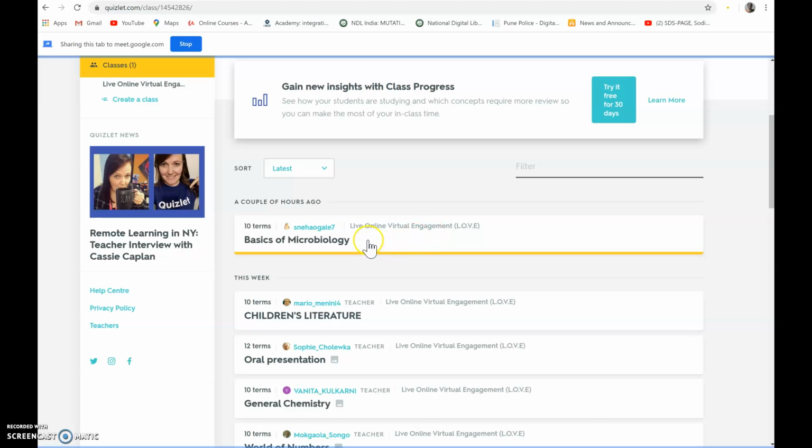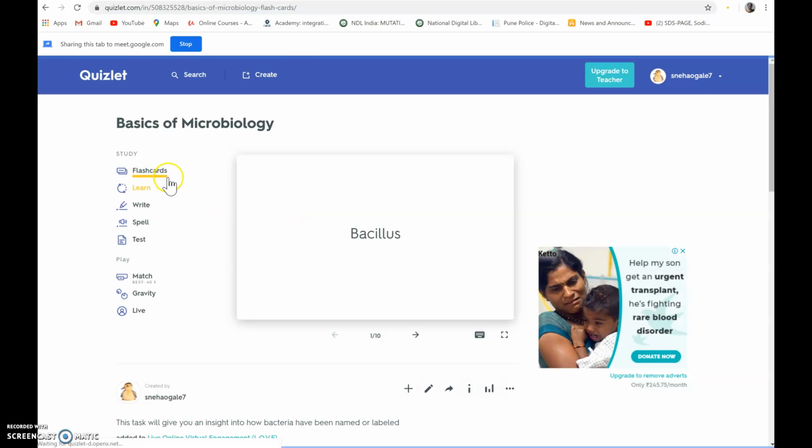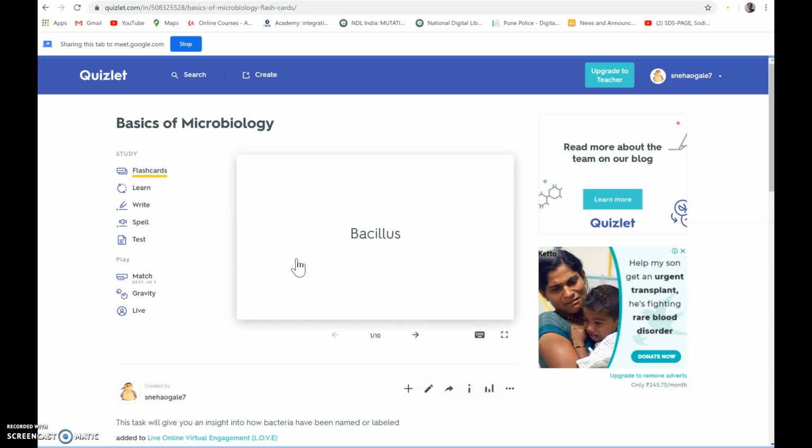So, the title of my study set is Basics of Microbiology. Here I've uploaded 10 terms in the form of flashcards. Now I've given the names of organisms and what is the meaning. So we can go through them.